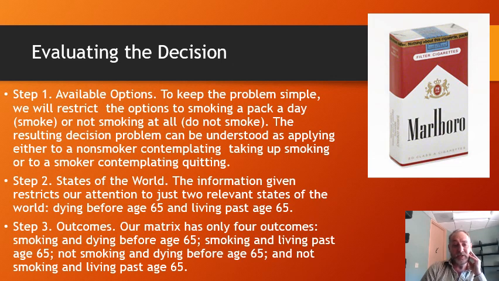Step 3 is outcomes. Our matrix has only 4 outcomes: smoking and dying before age 65, smoking and living past 65, not smoking and dying before 65, and not smoking and living past 65. So similarly, a simple matrix to the contraceptive study: 2 options, 2 states of the world.